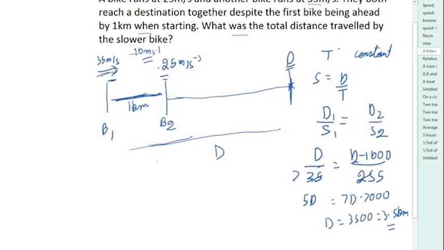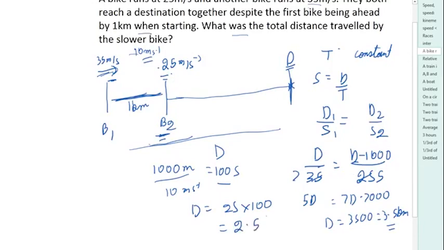So how much time would it take for it to get to B2? That would be 1000 meters it needs to cover, and the speed at which it is covering is 10 meters per second. So in 100 seconds, it will be alongside B2. And from the question, we know that in 100 seconds they reach their destination. So using that, distance is equal to speed into time. In 100 seconds, the slower bike would have traveled 25 into 100, or 2.5 kilometers. Sorry, it's not D, but the slower bike would have traveled 2.5 kilometers.